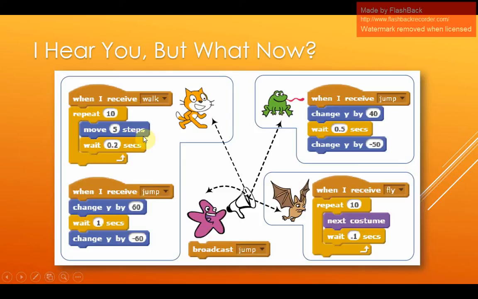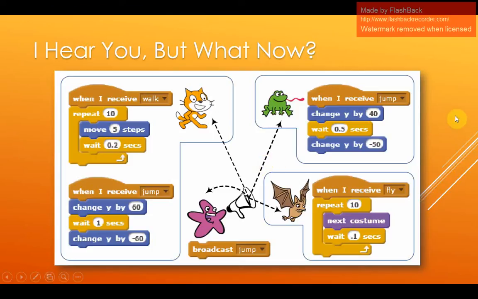Now the second point to note is that the implementation of the jump is different for our cat and our frog. For our cat, we change our y by 60. Remember, y is our y-axis, so up and down. We wait 1 second and then we come down by 60 again. So it basically jumps up and down and comes back to the same spot. The frog changes its y by 40, waits half a second, and then changes its y by minus 50. So it lands up 10 lower than it did when it started. So that is how we use broadcasting.